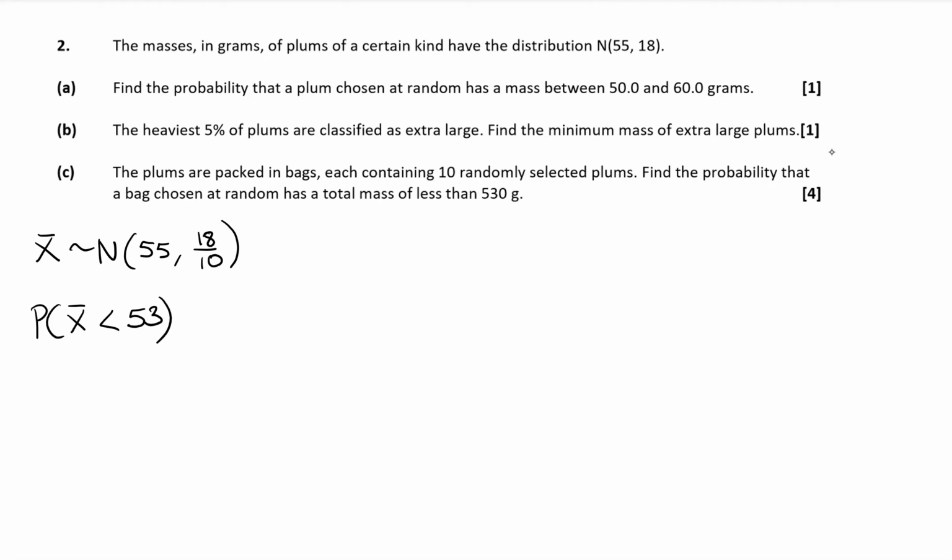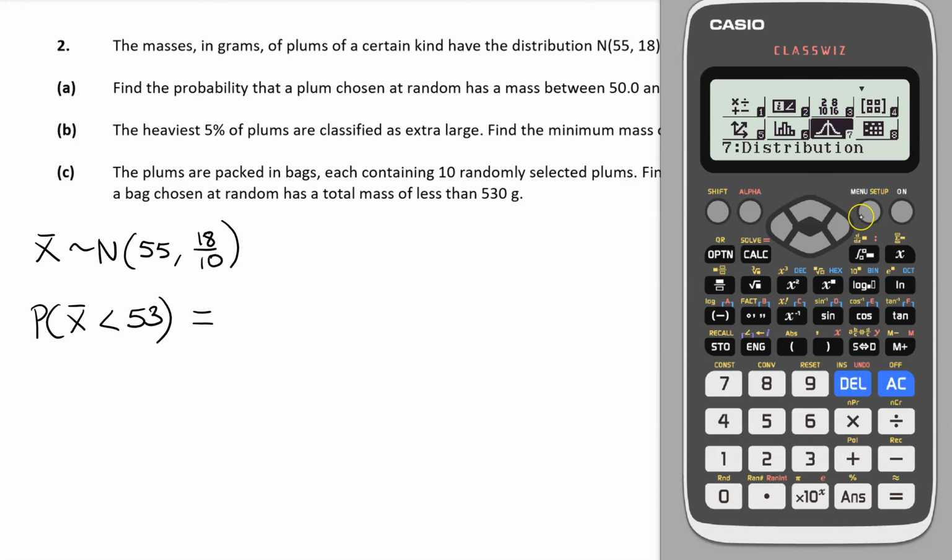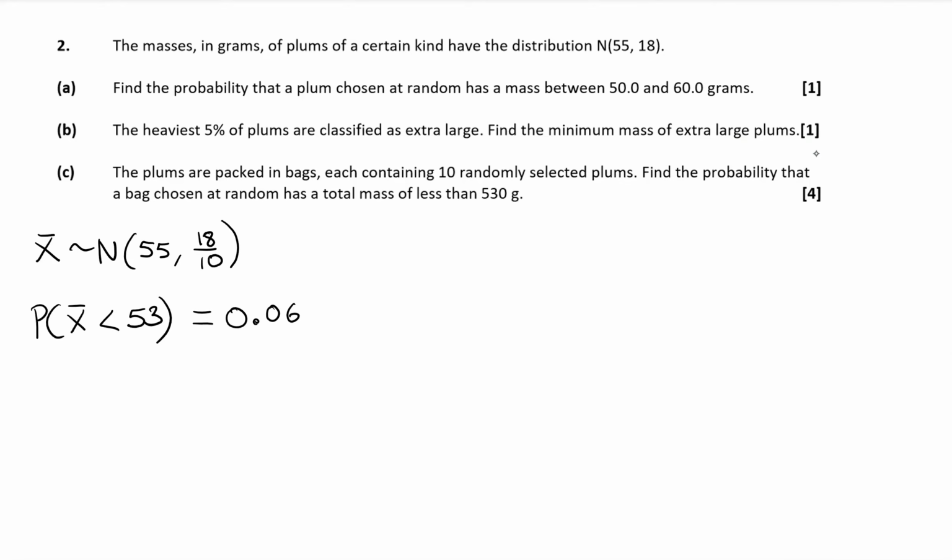So then in our calculators, we'd use normal CD, and I'll show you here, a lower limit, let's just pick something like minus 10,000, and an upper limit of 53. The standard deviation will be the square root of 18 divided by the square root of 10, and the mean is still 55. When I do that, I get 0.0680, and that would be my answer there.